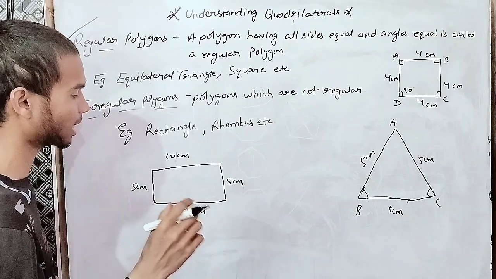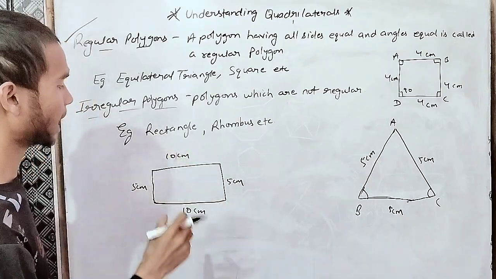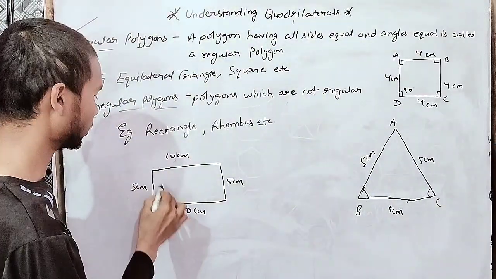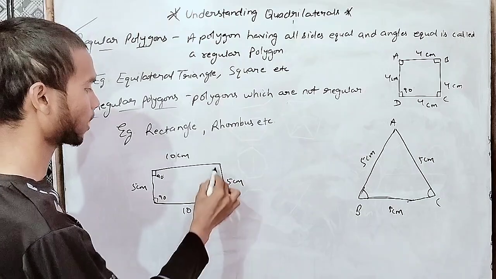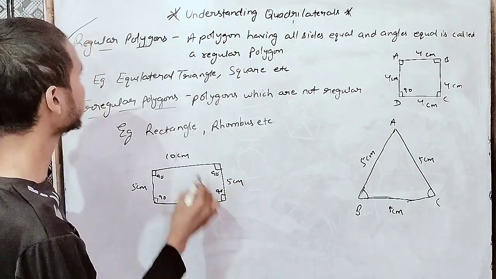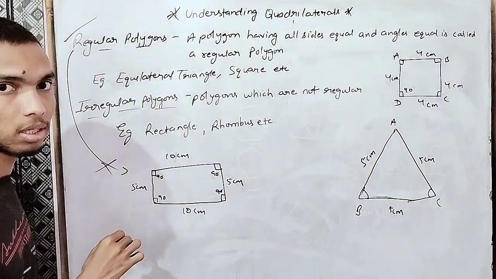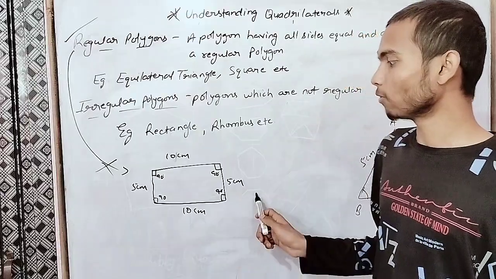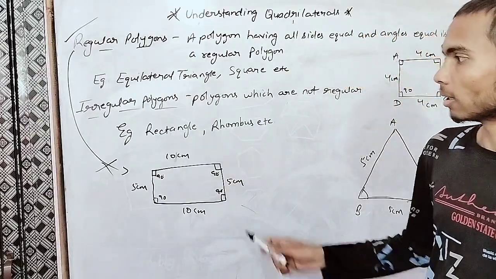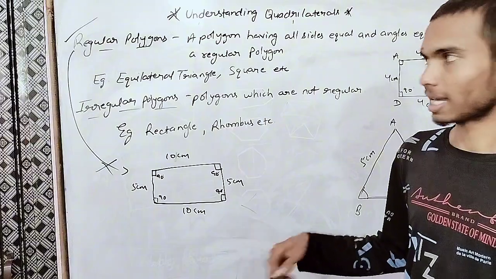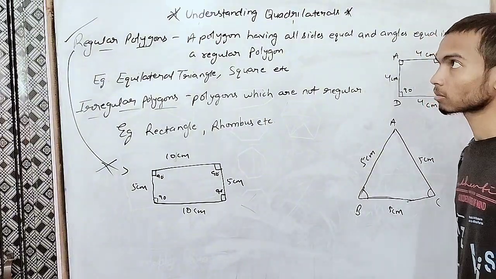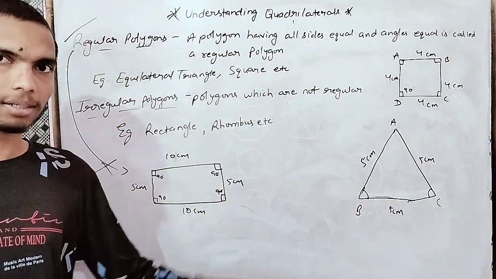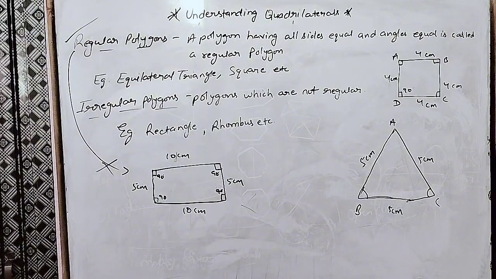But here, looking at the angles, we can notice the angles of this polygon are equal, 90 degree. But we can't say that this is regular. This is not regular because all sides of this polygon are not equal. That's why we can't consider it as regular. Rather, we will consider it as an irregular polygon. So let's move on, and we will understand it in detail. Just have a look.